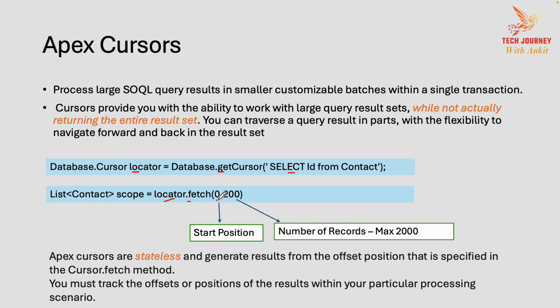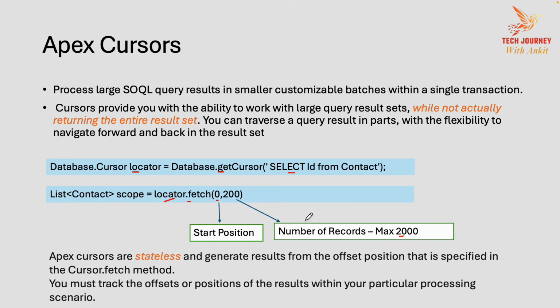The first parameter here is the start position from where the data should be fetched, and the second parameter is the number of records that you want to fetch. Key part that you have to remember: the maximum value that you can specify here is 2000. But these are the two parameters that you will be specifying. First one is the start position, and the second is the number of records that you want to fetch.